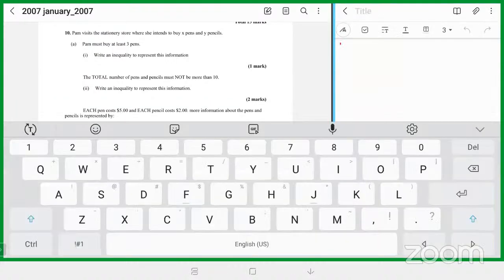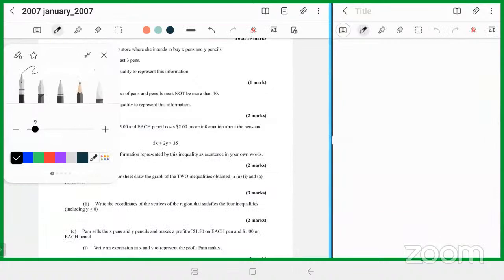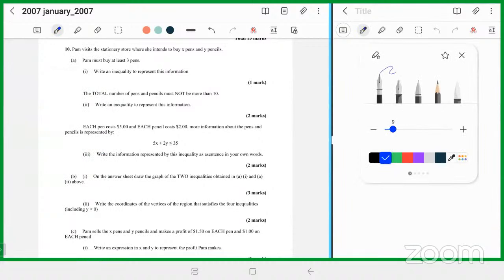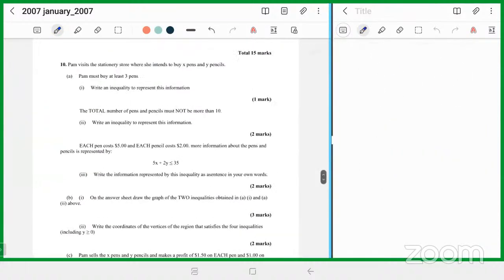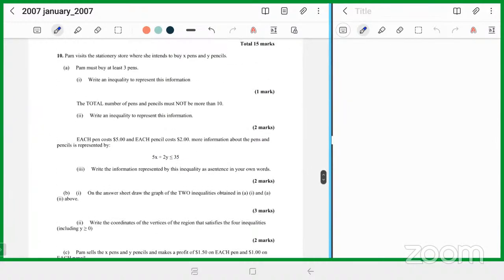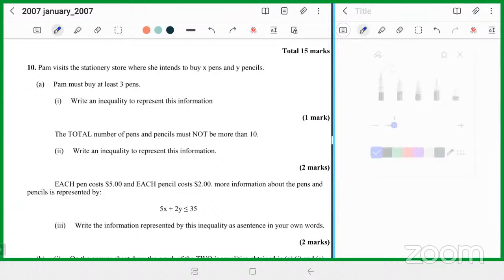All right, so look at this question now, guys. Because sometimes they will do this thing, and I just want to expose you to it from now, so that if you get a question set out this way, you can still work it. We're not going to draw the graph and all of that. I just want to point out something to you. So this question says, Pam visits a stationery store where she buys X pens and Y pencils.